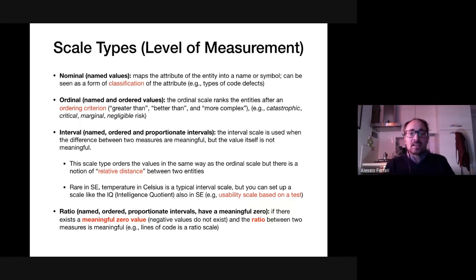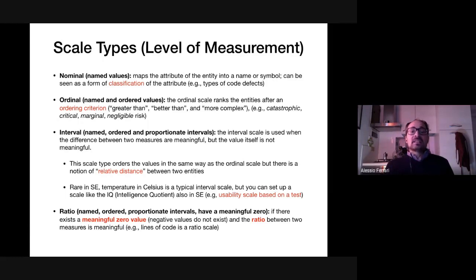In ordinal scale, you still have labels, but these labels are ordered. The ordinal scale ranks the entities after an ordering criterion. So I say greater than, better than, more complex. For example, in this case, risk can be evaluated as catastrophic, critical, marginal, or negligible. You can have different levels of risk, and catastrophic is greater than, in terms of risk, negligible, and is greater than critical. So you have an order in your scale.